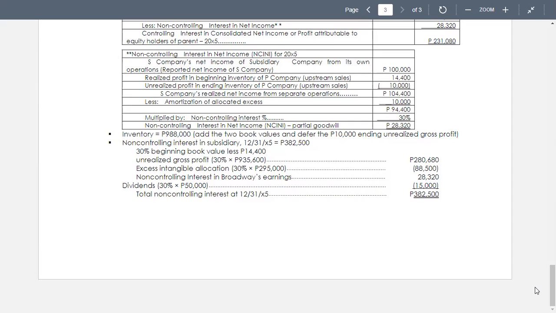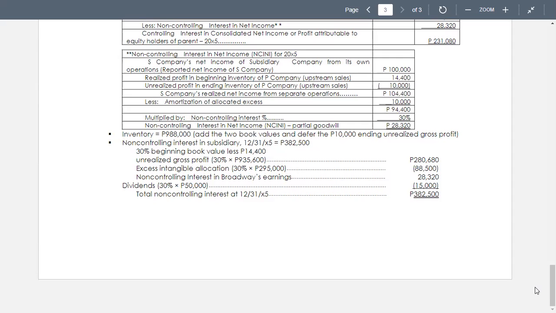3,609,000. Then S company's net income from own operations in the amount of 1,500,000 and 2,400,000 from Tuna. So that makes 3,900,000. We add realized profit in beginning inventory.